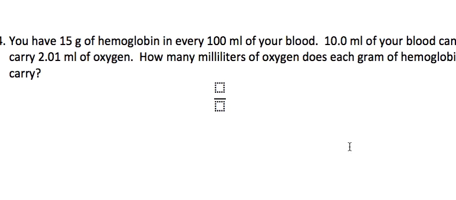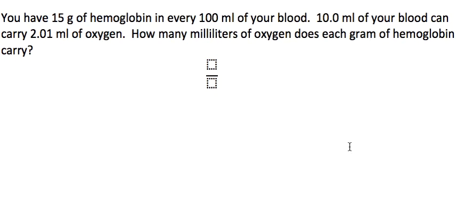All right, last example problem here that we're going to do. Number 14. Now again, when we read through this, I want you to think about what units you're going to be in at the end. You have 15 grams of hemoglobin in every 100 milliliters of your blood. 10 milliliters of your blood can carry 2.01 milliliters of oxygen. How many milliliters of oxygen does each gram of hemoglobin carry? Well, when I'm done with this, I see how many milliliters of oxygen. That's the question. So I know that those are the units I need to be in when I'm done.